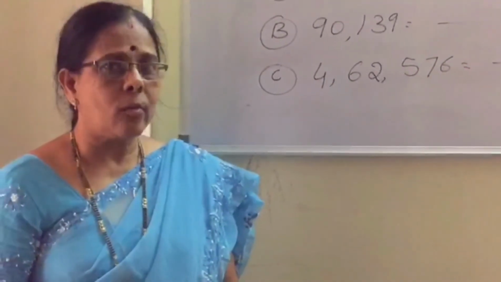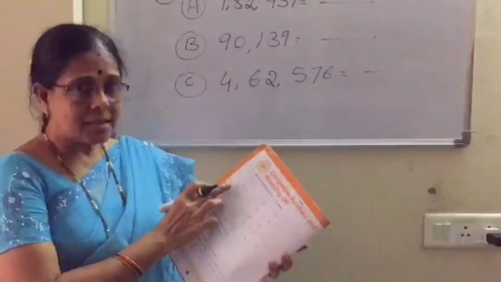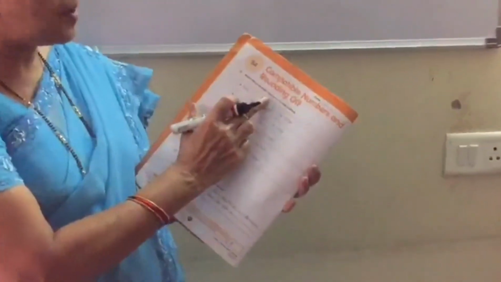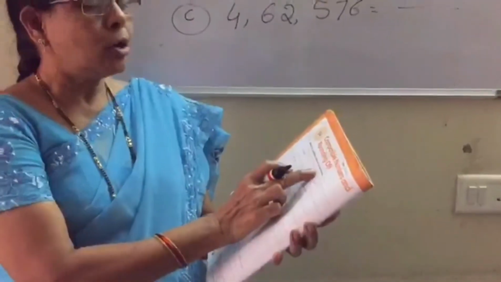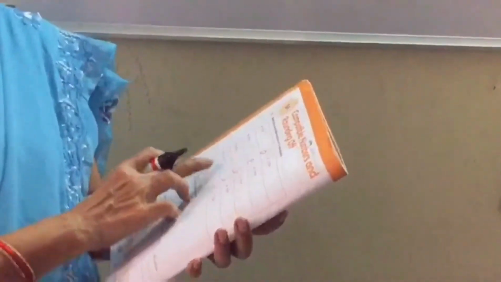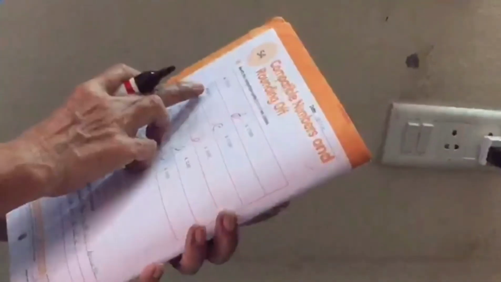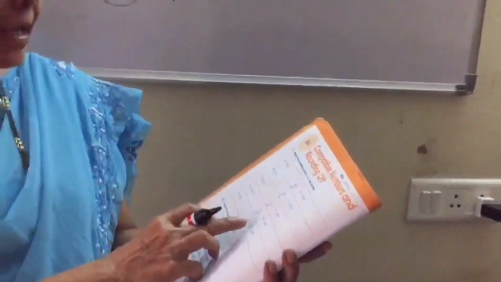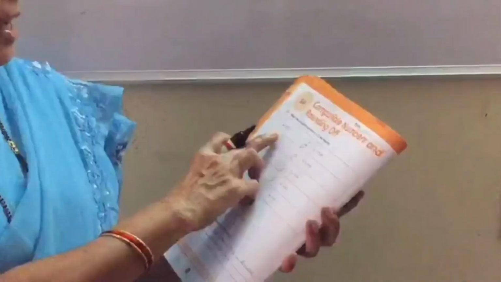Children, now take workbook page number 11. See in the workbook, the first question is: match the compatible numbers in the two columns. See the first one, 70,000. What is the compatible number for 70,000? You know compatible numbers, children. For 7, which is the compatible number? 3. So 70,000 plus 30,000 for A, D is the answer.